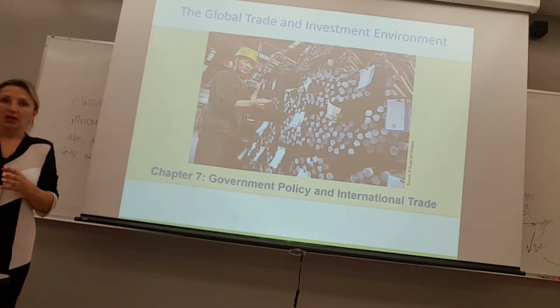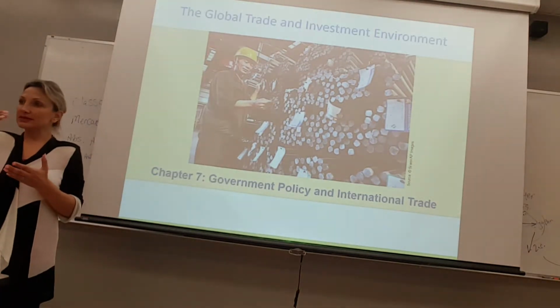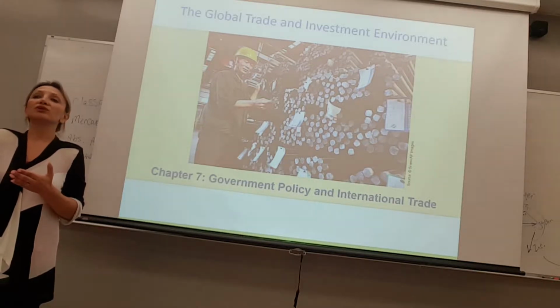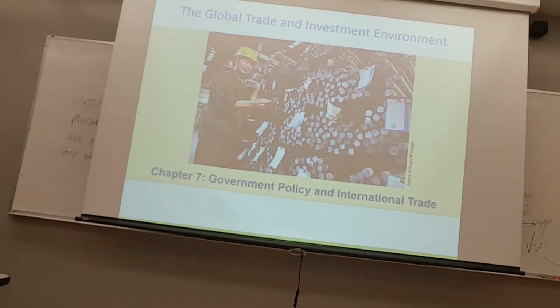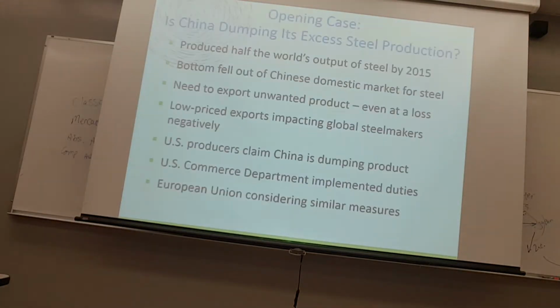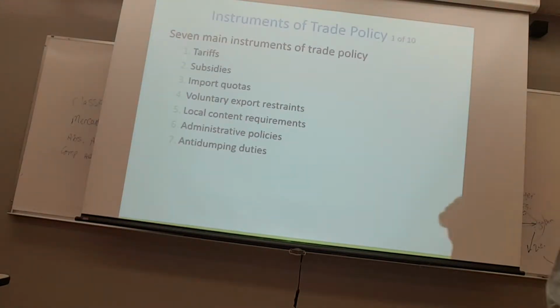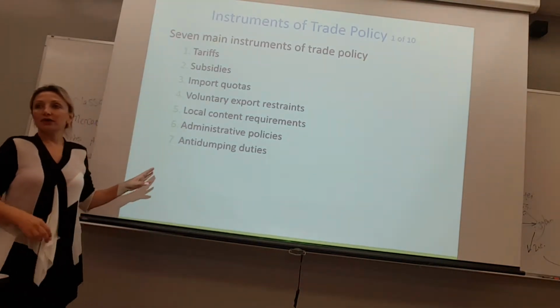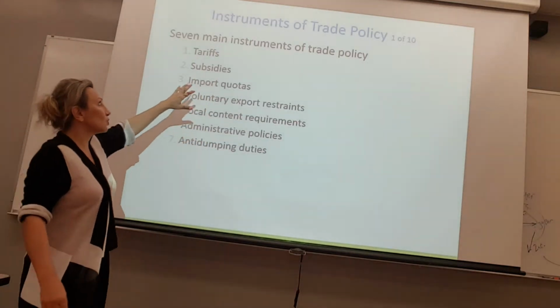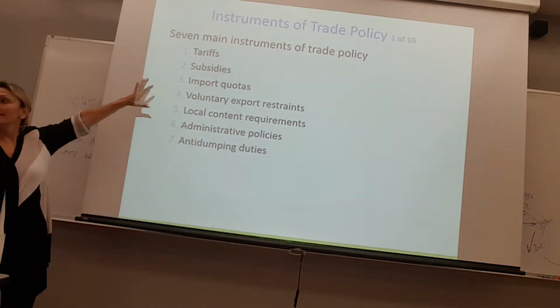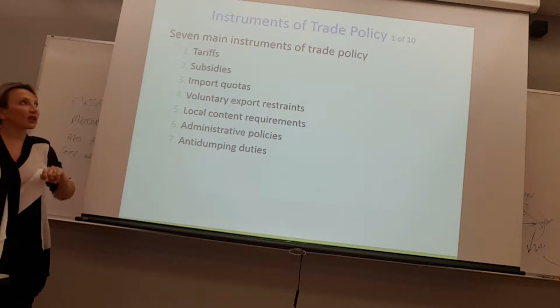Because when you put regulations on trade, you basically make it a little more difficult, right? So barriers to trade. We have different types of trade barriers. Here is a list of all the trade barriers. Basically, your Chapter 7 is summarized only in this slide. And that's what we're going to talk about.